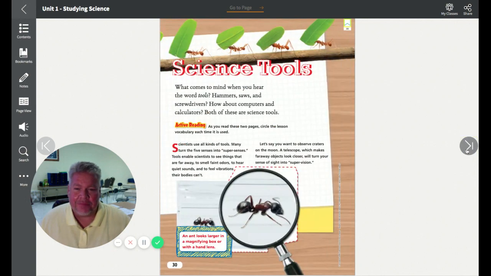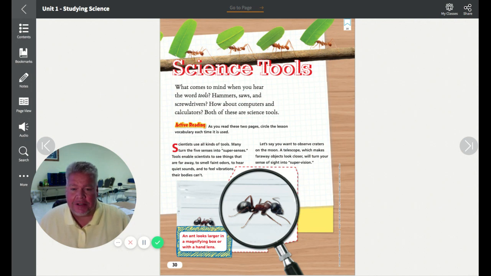Next page. Science tools. What comes to mind when you hear the word tools? Maybe hammers and saws and screwdrivers like you see your dad or somebody in your family using. How about computers and calculators? They're tools too. You're using a computer at home to help you learn. Both of these are science tools.